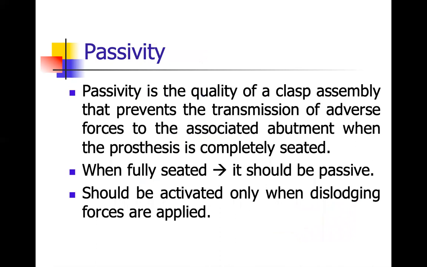The last property of properly designed clasp is passivity. Passivity is the quality of a clasp assembly that prevents the transmission of adverse forces to the associated abutment when the prosthesis is completely seated. When prosthesis is fully seated, it should be passive. That means exert no pressure on the abutment tooth. It should be activated only when dislodging forces are applied.